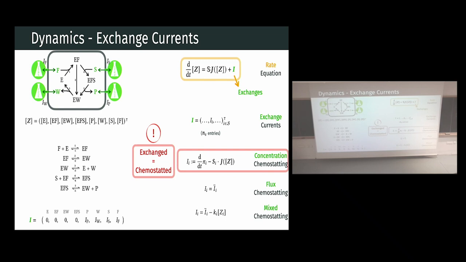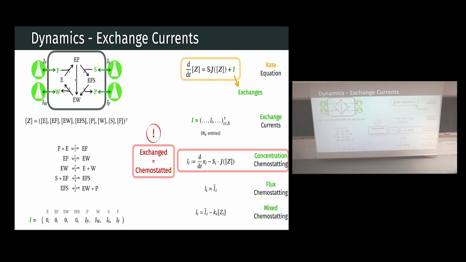And I'm going to use the words chemostatic and exchange as synonyms, okay? So either I say that the environment is chemostatic a species, or the system is exchanging a species. It means the same. I'm not doing that on purpose to confuse you. It's just that I'm used to those words as synonyms, so I'm going to use them as synonyms as well. I hope it's fine.